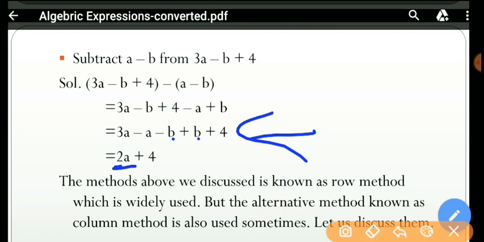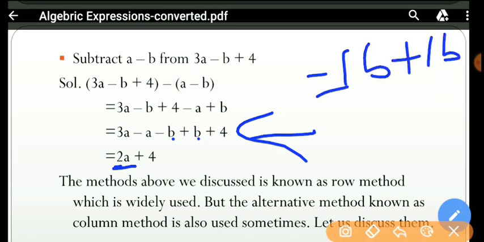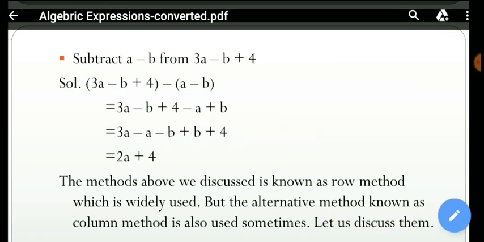Minus b plus b, what happens to that? Minus b plus b means what? Minus 1b and plus 1b. They cancel, so what remains? Nothing, only 0. So what is left here? Twice a and plus 4.